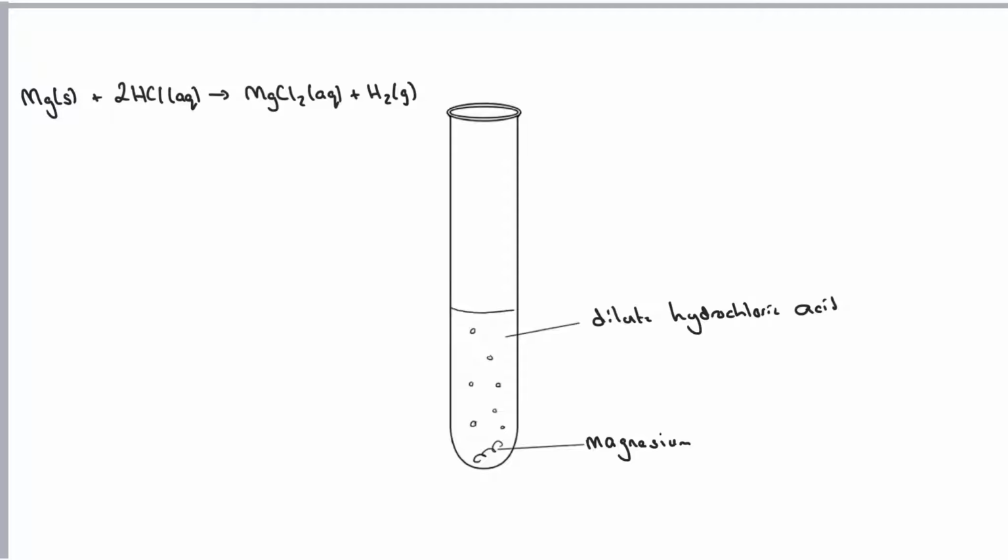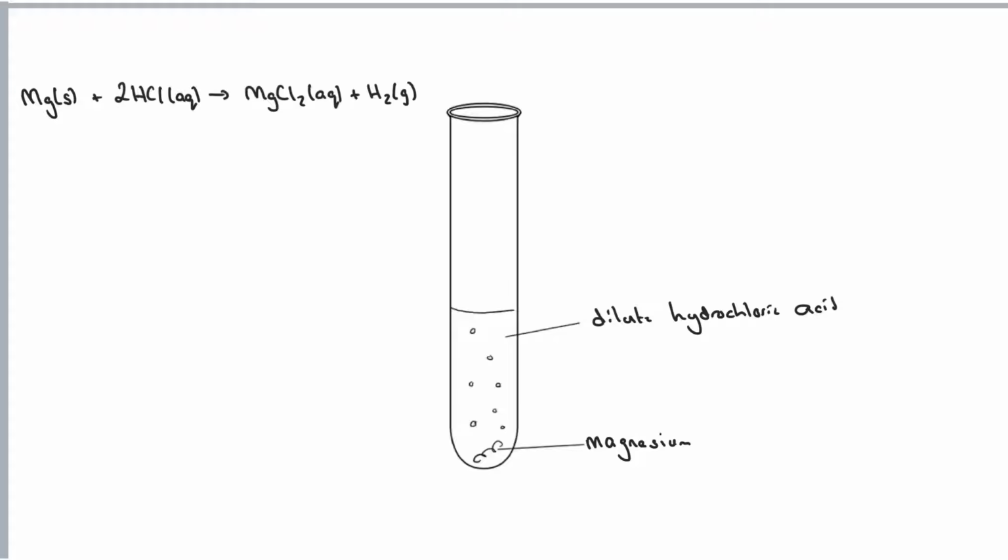If you did it the other way round, if you had an excess of magnesium, the reaction would finish when the hydrochloric acid ran out. So you could drop your magnesium into the hydrochloric acid, start your stopwatch, and then stop your stopwatch when there was some magnesium left but there were no more bubbles.